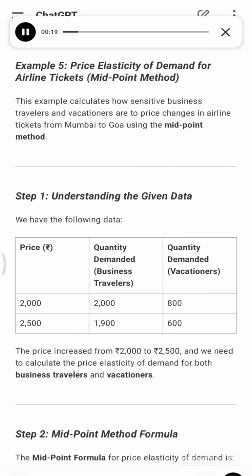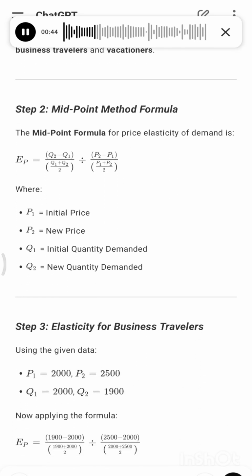We have the following data. Price, quantity demanded by business travelers, quantity demanded by vacationers. 2,000: 2,000 and 800. 2,500: 1,900 and 600. The price increased from 2,000 to 2,500, and we need to calculate the price elasticity of demand for both business travelers and vacationers.